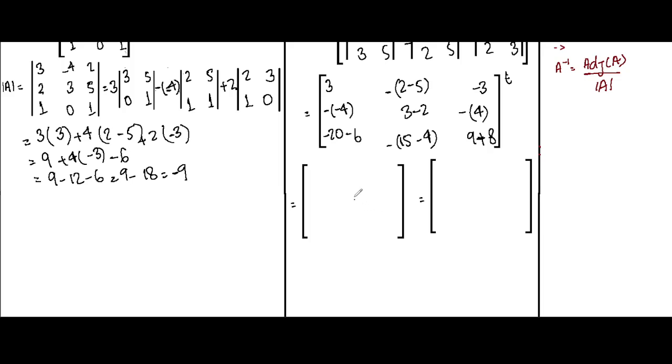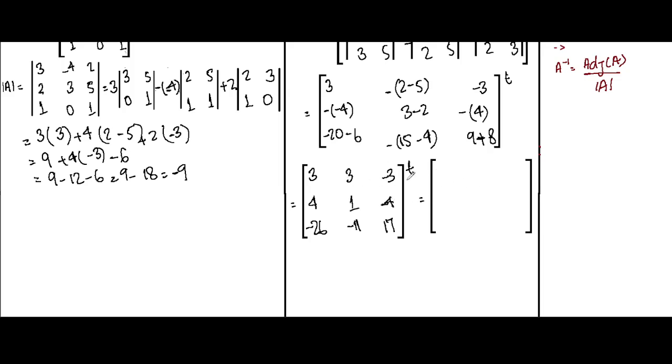Equals. Now this matrix is given transpose. 3 remains as it is. Minus into -4 gives us 4. -20 -6 gives us -26. Then 2 -5 is -3 with a negative sign is 3. 3 -2 is 1. 15 -4 is 11, -11. Then we have -3, -4, and 9 plus 8 gives us 17.